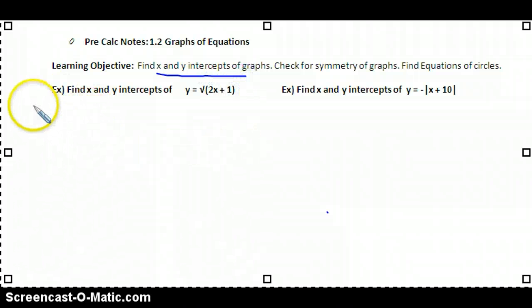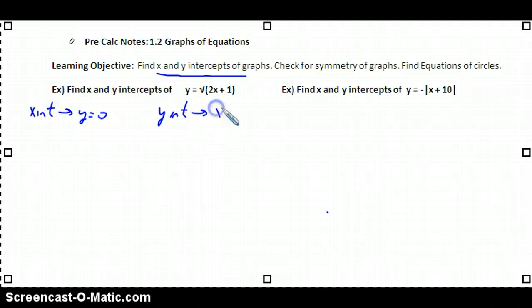So here's what I know. I know that the x-intercept is when the y value is equal to 0, and I know that the y-intercept, therefore, is when the x value is equal to 0. So if I have my equation, what I'm going to do to find the x-intercept is replace the y with a 0. So I'm going to rewrite the equation as 0 equals the square root of 2x plus 1, and then algebraically I can solve this for x.